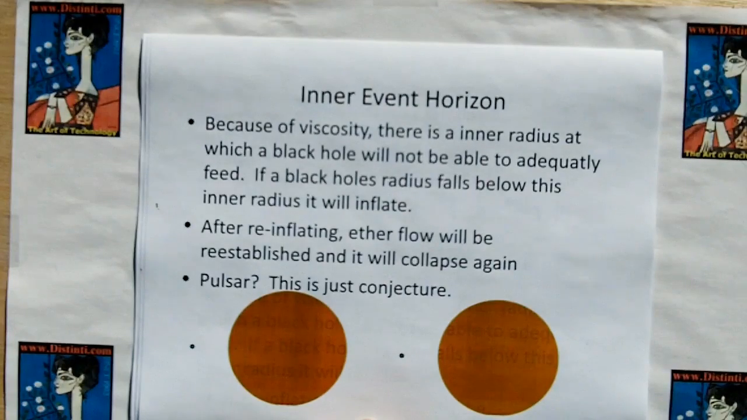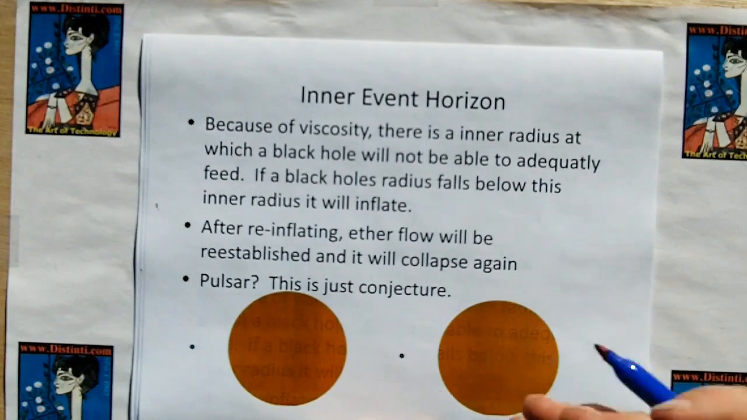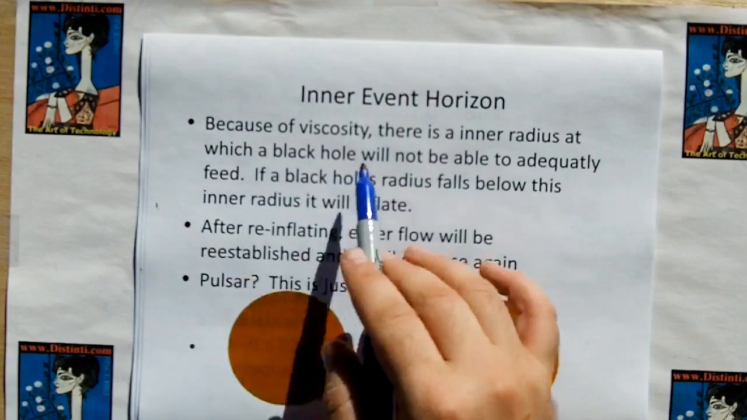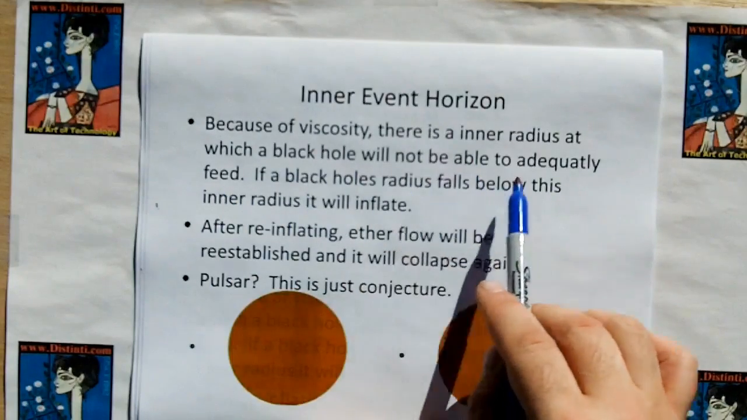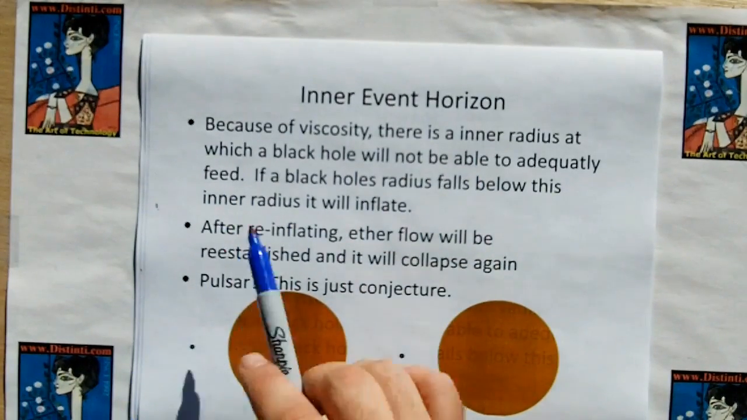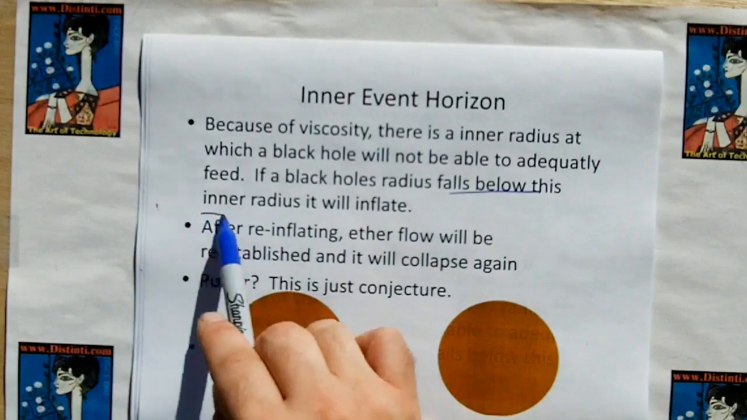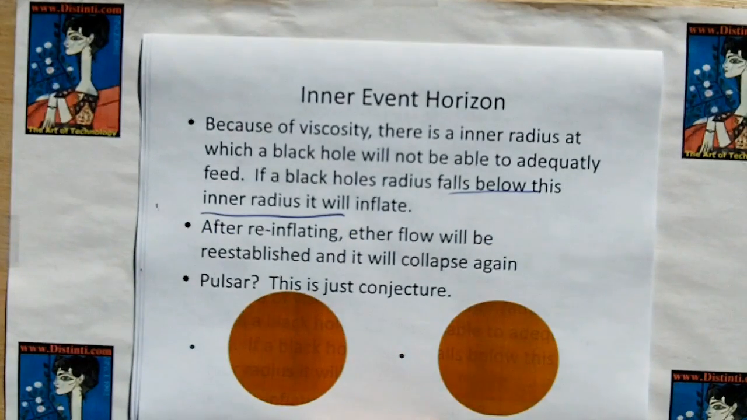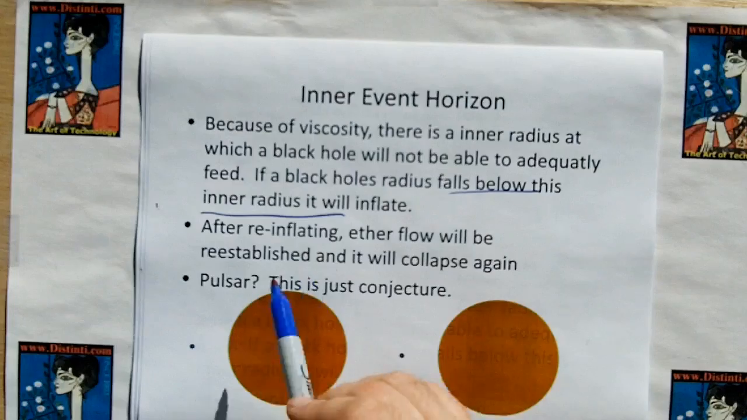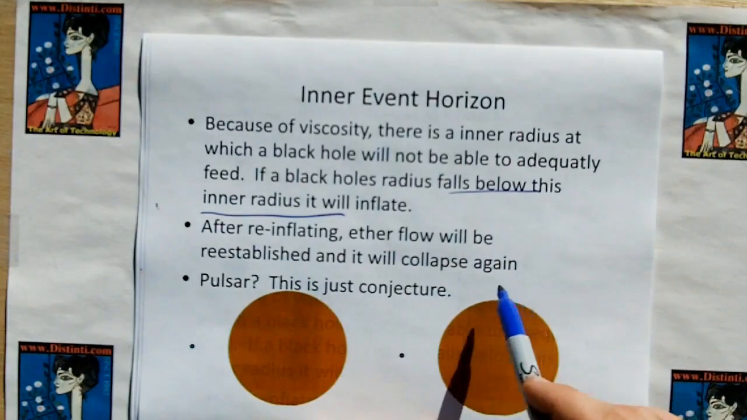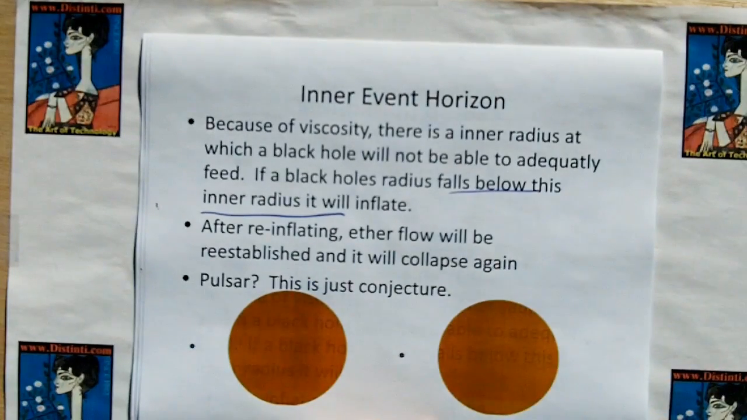Okay, there's one more thing for the ether event, the inner event horizon. Because of viscosity, there's an inner radius at which a black hole will not be able to adequately feed. If the black hole radius falls below this inner radius, it may possibly reinflate. After reinflating, ether flow will be reestablished and it will collapse again. Is this a pulsar? I don't know. This is just conjecture.